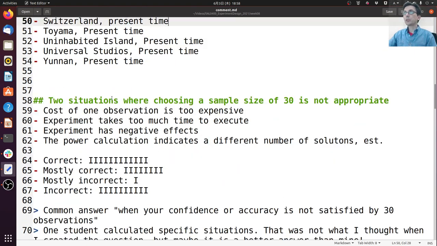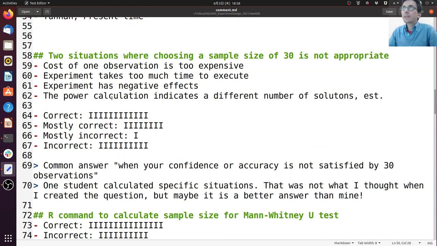All right, going to the statistical questions. The first question about the class was, describe two situations where choosing a sample size of 30 is not appropriate. And there are many different reasons. Some of the reasons are that if the cost of the experiment is too expensive, then you don't want to do as many. Others are that the experiment takes too much time, or the experiment has negative effects. And one more general answer is that if you don't calculate the number of observations, maybe 30 is not enough for the power or the confidence that you desire.